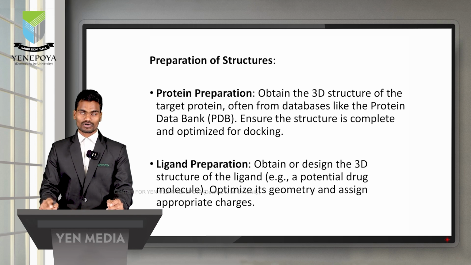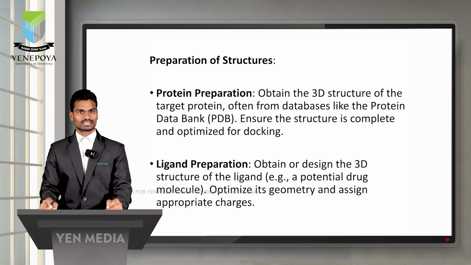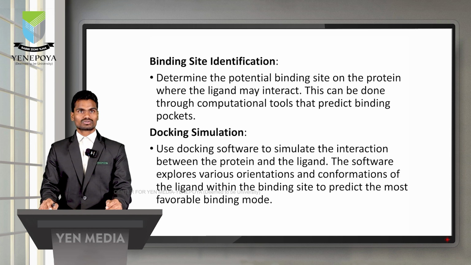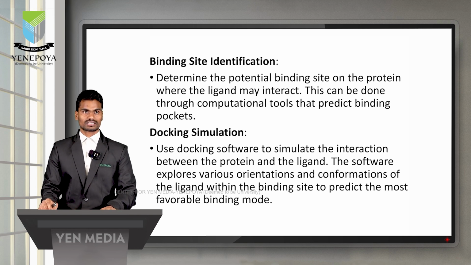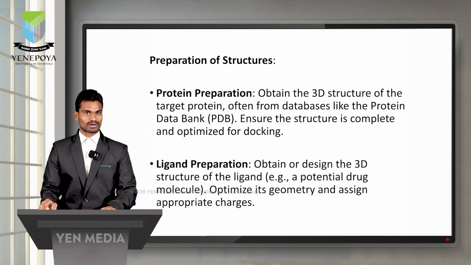If we want to go for docking for a single chain involved in that particular protein, we will only select that single chain which has the active sites. After that, ligand preparation. We will search the chemical library that already exists. Otherwise, if we want to develop a new compound, we will design a scheme and develop a new drug. So we will obtain or design the 3D structure of the ligand, for example a potential drug molecule, and later we will optimize its geometry and assign the appropriate charges. So protein preparation and ligand preparation are the two key points.